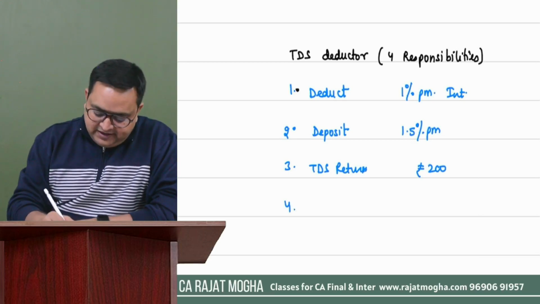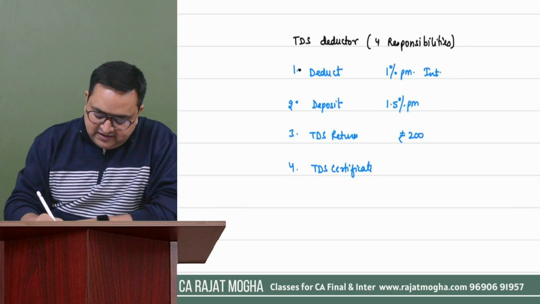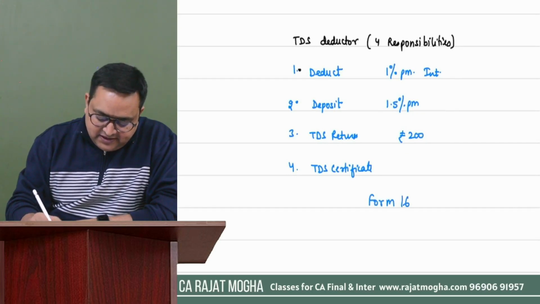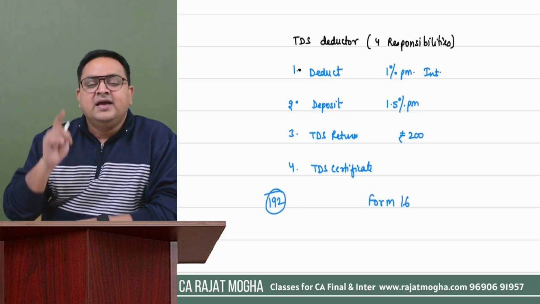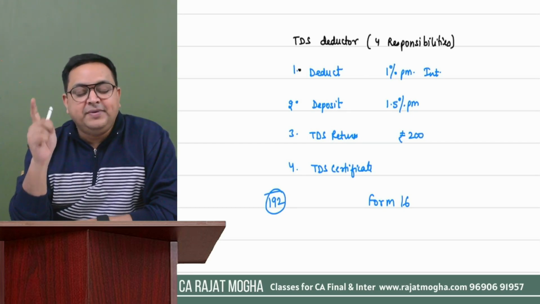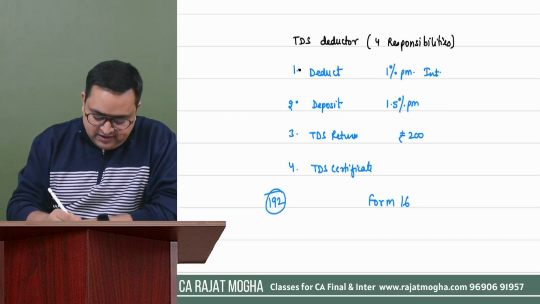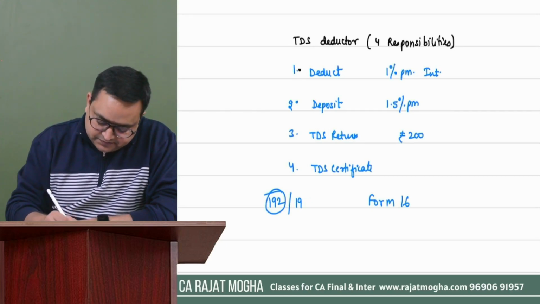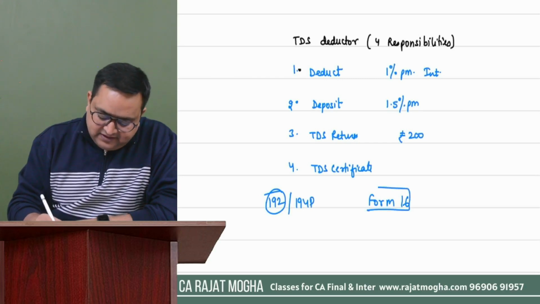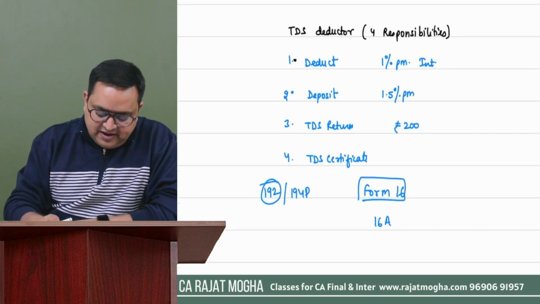And the last responsibility is the TDS certificate. You have to issue the TDS certificate. What is this TDS certificate? This is Form 16 in case of salary, that is, in case of section 192. It is also Form 16 in case of 194P, that is, pension and interest which you are getting in the same bank account. This is also a sort of salary. Form 16 is the TDS certificate. For other sections, we have Form 16A.